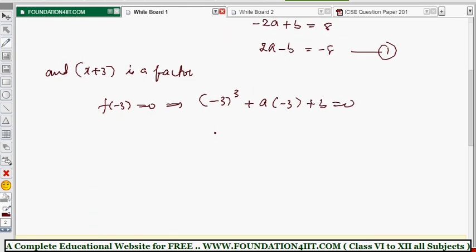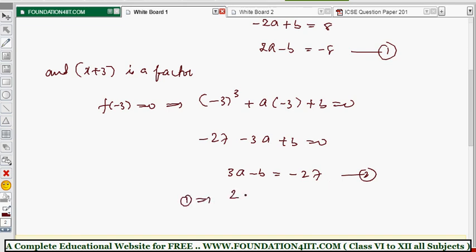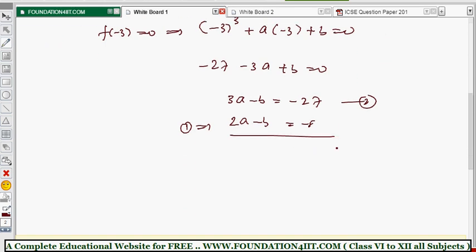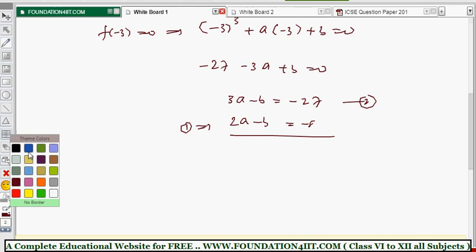So minus 3 whole cube is minus 27. Minus 3a plus b is equal to 0. Then this you can change: plus 3a minus b is equal to minus 27. Equation 2. By solving these two equations, you'll get a and b. So write the first equation here: 2a minus b is equal to minus 8. Solving both, just subtract both equations.